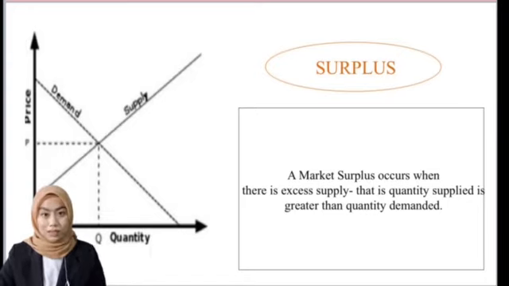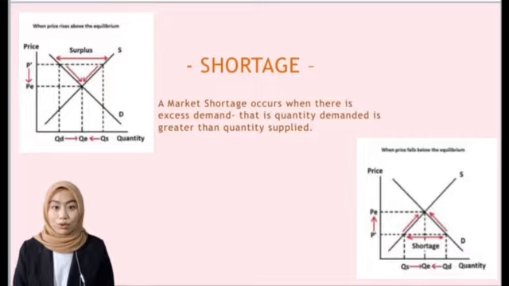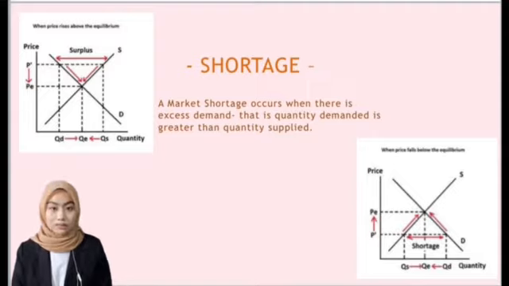A market surplus occurs when there is excess supply, that is, quantity supplied is greater than quantity demanded. A market shortage occurs when there is excess demand, that is, quantity demanded is greater than quantity supplied. In a surplus, a few manufacturers may not be capable of selling all their goods. This will push them to decrease their price to sell more of their product. In order to stay competitive, many companies will decrease their price, thus decreasing the market price for the product. In response to the decreased price, buyers will increase their quantity demanded, moving the market closer to an equilibrium price and quantity.